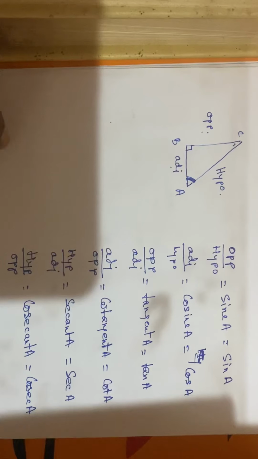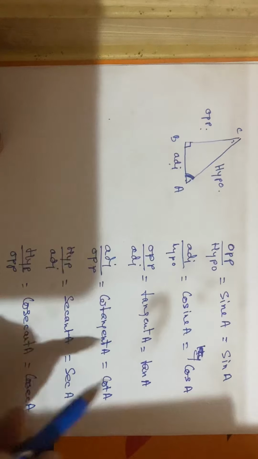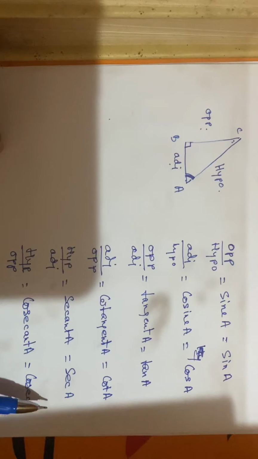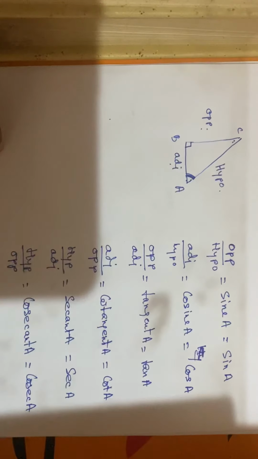What you have to do is make a small chart where you write these ratios and place it on your study table, so that initially when somebody says tan, you understand what they are talking about. It is the ratio between opposite and adjacent. Cot is adjacent by opposite, and so on. So these six names we have to remember.